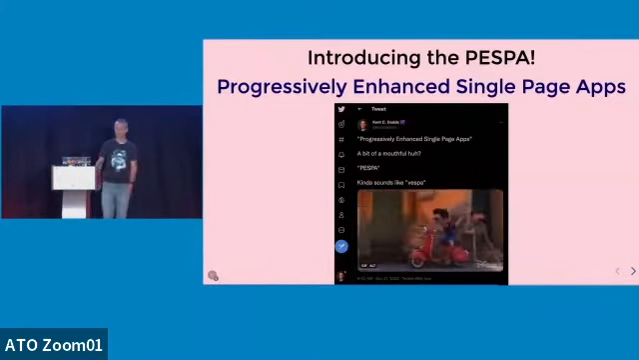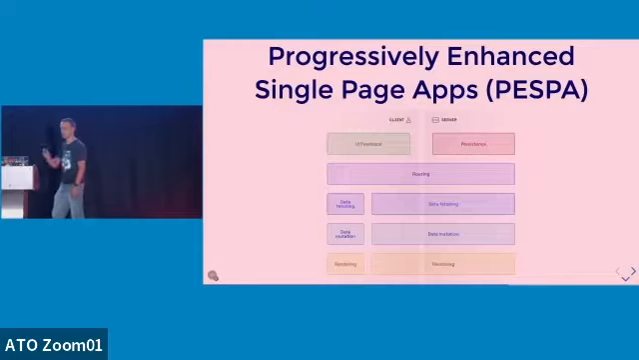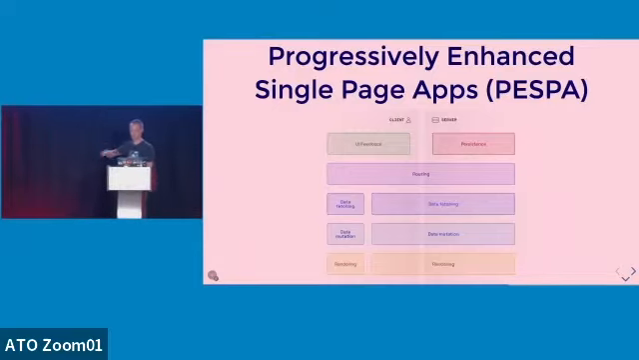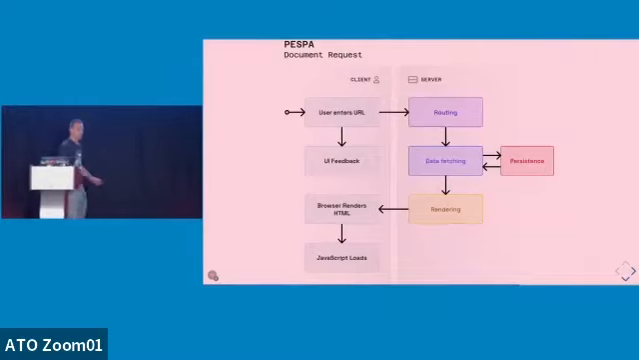Let's talk about the architecture of a PESPA. In a PESPA, you're sharing code on both the client and the server. This has been tried before, and it didn't work out super great, but it's working out great now. We'll talk about this a little bit more. So now your routing code, your data fetching, data mutation, and rendering can be shared across the client and the server. The document request looks just like a Pempa, exactly like a Pempa.